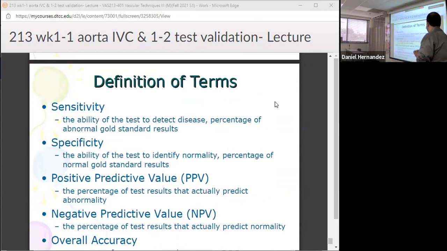So a couple other definitions. We have sensitivity and specificity. So sensitivity is the ability of the test to detect disease. It's the percentage of abnormal gold standard results. Specificity is the ability of the test to identify normality. This is representative as the percentage of normal gold standard results.